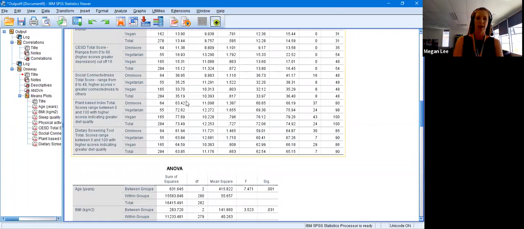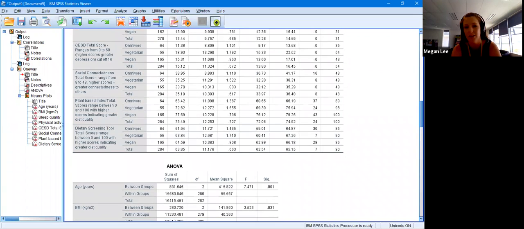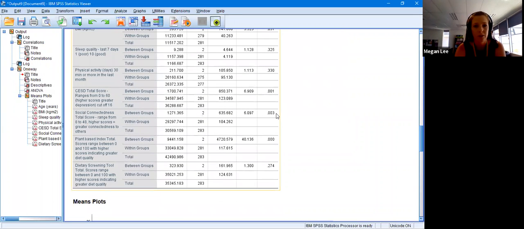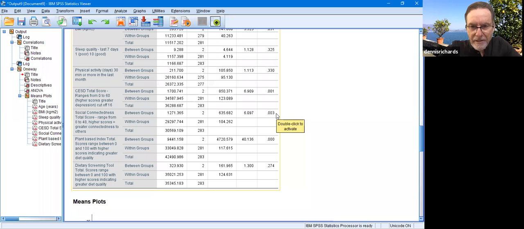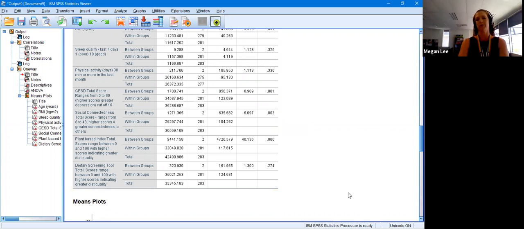So our average was about 36, which is quite high because 48 was our highest. Omnivores had 39, so they were more connected than vegetarians and vegans, who had 33 and 35. Let's see if that's significant. What do you reckon about that? Why do we think that omnivores might be more socially connected than vegetarians and vegans?